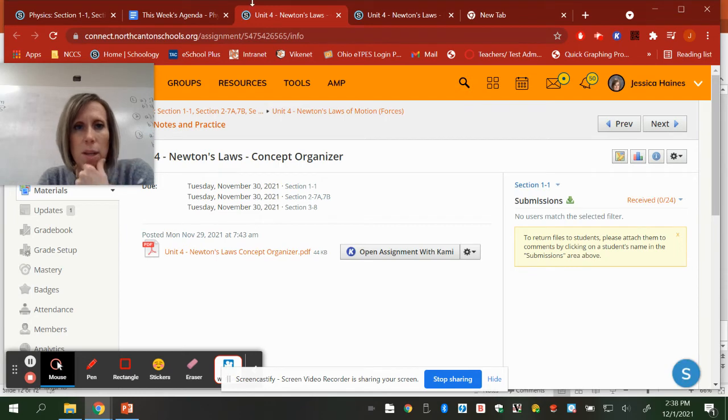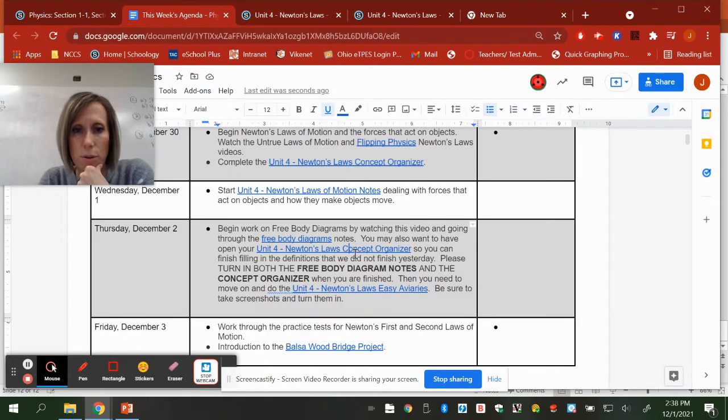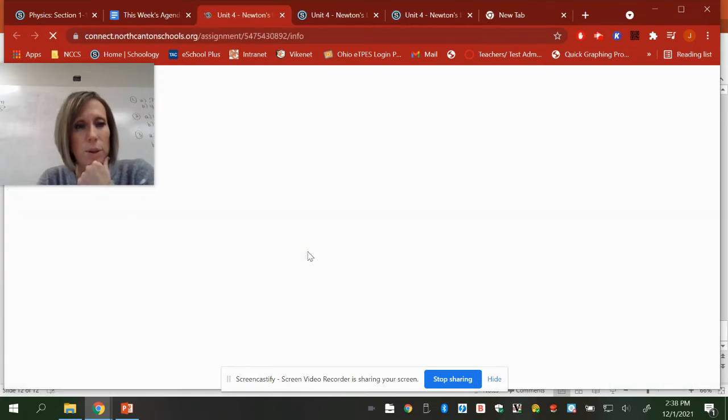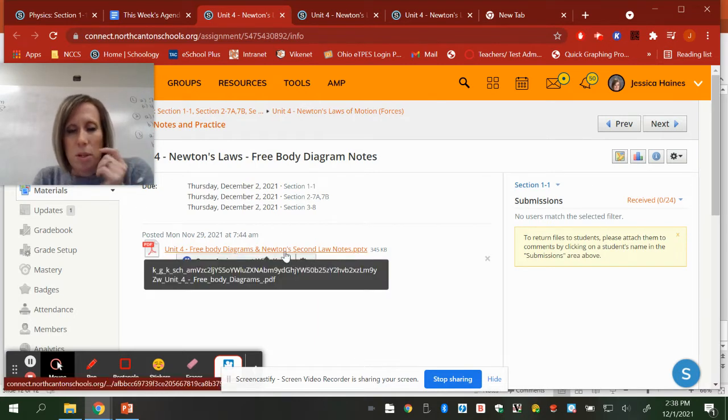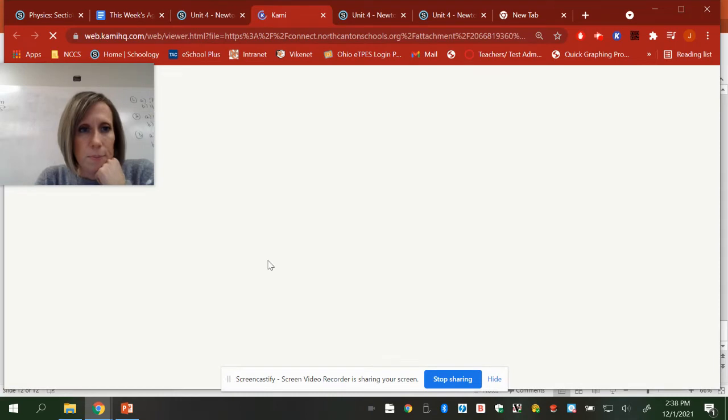But the main thing that I want you to go through is the free body diagrams notes. You do need to hit turn in whenever you're done with those. So just fill them out as we go. Or if you like to take notes by hand, you can just pause the video whenever you need to and take notes and take pictures of your notes, turn them in at the end.